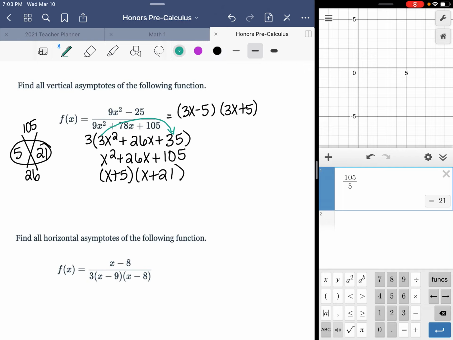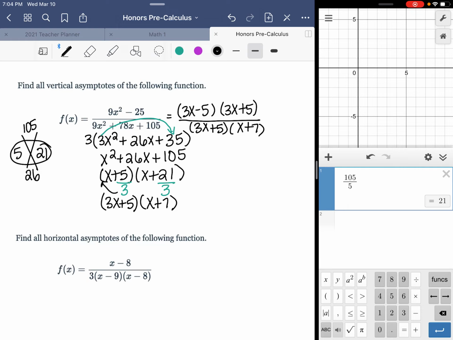But don't forget that we slid the 3 over, so we do have to divide that back out when we're factoring, and then just simplify. So we're going to move that up: 3x plus 5, and then x plus 7. So this is divided by 3x plus 5 and x plus 7.